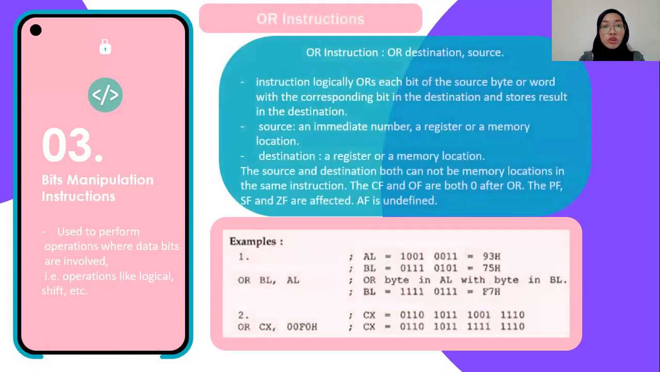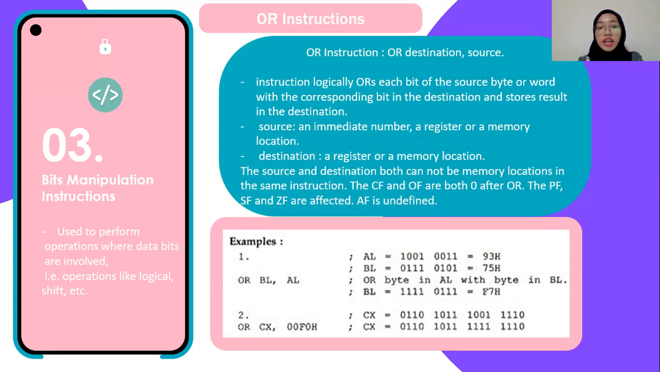Next, let's take a look at the OR instruction. For the OR instruction, we have OR destination, source. This instruction logically ORs each bit of the source byte or word with the corresponding bit in the destination and stores the result in the destination. The source may be an immediate number, a register, or a memory location. The destination may be a register or a memory location. The source and destination both cannot be memory locations in the same instruction.